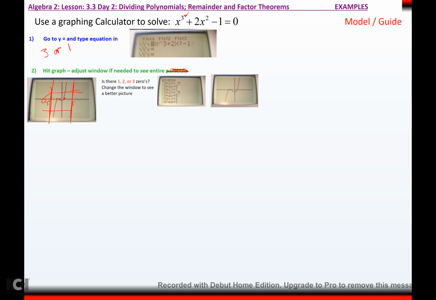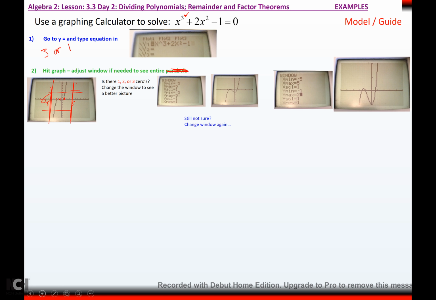So try that. And you see it stretches it out a little bit more, but it's still kind of squishy there. So I'm going to change my window again. This time I went from -5 to 5 on the x. I left that alone. But on my y's, I went just from -1 to +2. Okay, and now can you see more of that definition of those separate intersection points? Okay, it looks like here, here, and here.